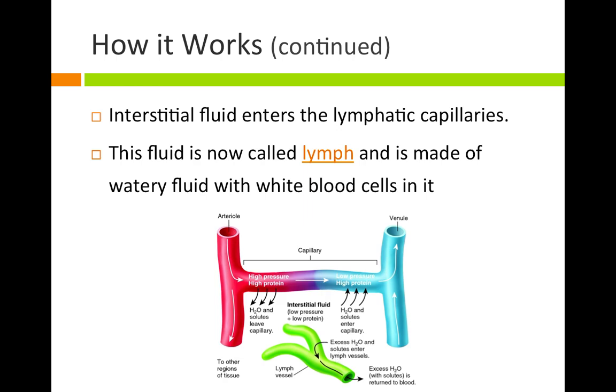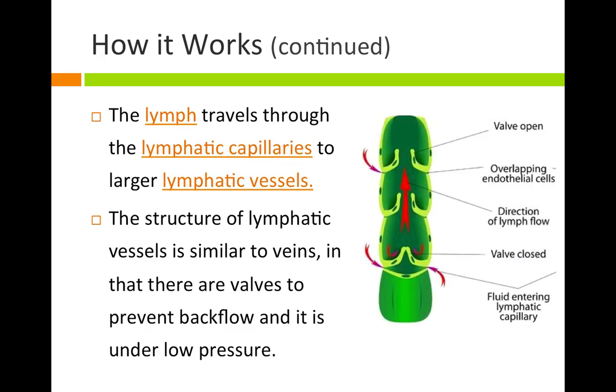The cells don't need them, but they've had too much already go back, and so that diffuses into the lymph vessel. When it diffuses into these lymphatic capillaries, that's called lymph. Lymph is a watery fluid, very similar to blood plasma, and it has white blood cells in it. This lymph is going to travel through the lymphatic capillaries, and these capillaries, just like with the blood vessels, are going to become bigger, wider, and the wider ones are known as lymphatic vessels.